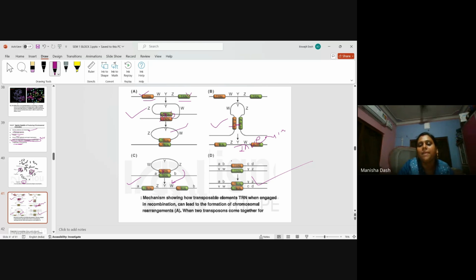Now here, if the transposons are located on two different chromosomes, they can simply undergo crossing over and produce translocation like this. A, B, C, D were part of chromosome 1, and V, W, Y, Z were part of chromosome 2. Now the CD has been translocated from 1 to 2, and the YZ has been translocated from 2 to 1. So these are the ways by which the transposable elements can induce certain kinds of chromosomal aberrations.